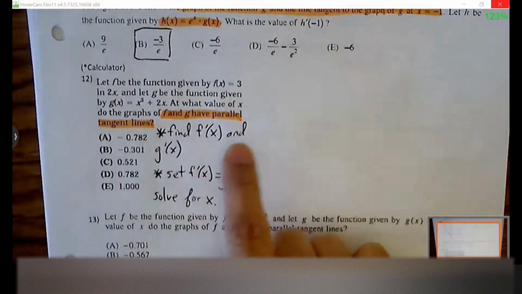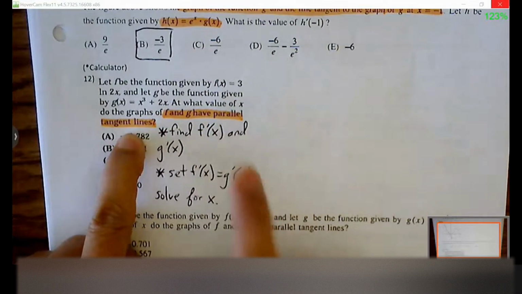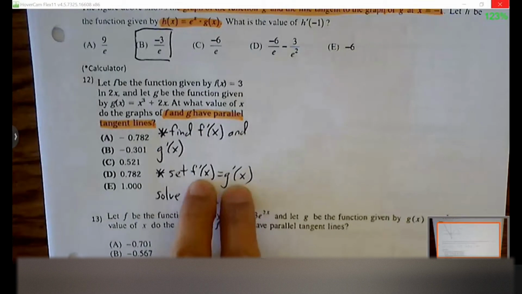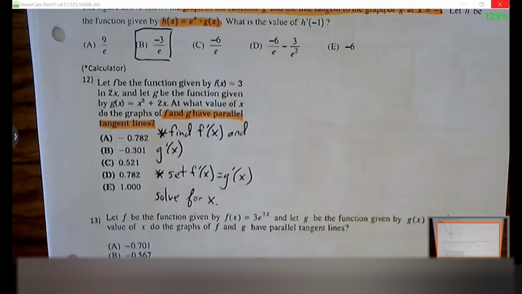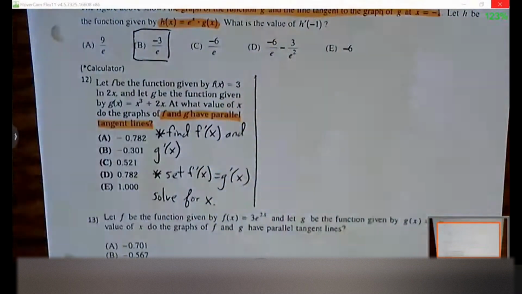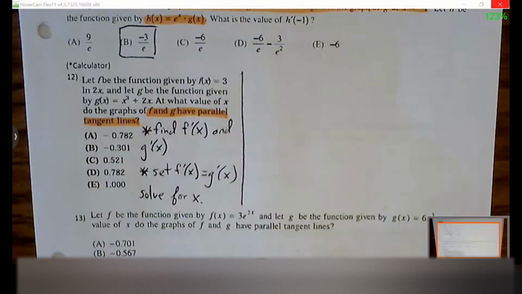So because we want to find a location where f and g have the same slope, we know we're going to dig down to f prime and g prime. If we can set them equal to each other, then we can figure out a location where these slopes are going to be equal, are going to be exactly the same. Right, so we're going to gather some information here. We're going to find f prime, we'll find g prime, and then we can set them equal.